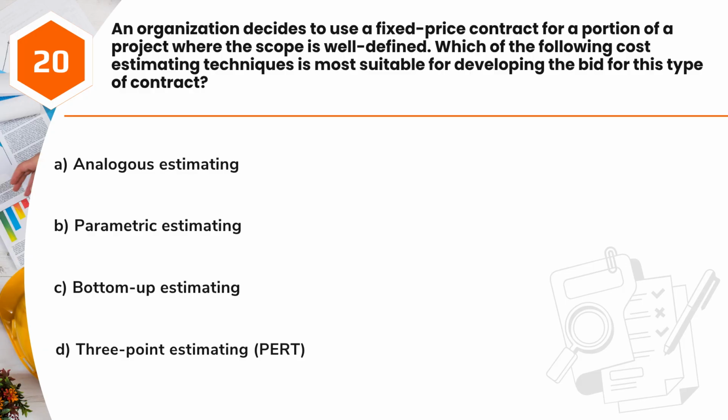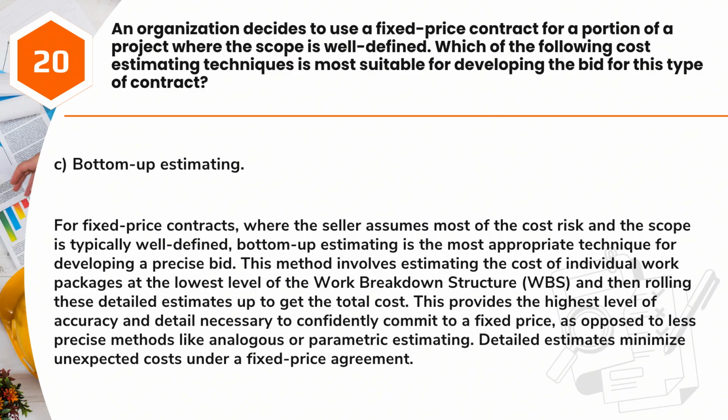Question 20. An organization decides to use a fixed-price contract for a portion of a project where the scope is well defined. Which of the following cost estimating techniques is most suitable for developing the bid for this type of contract? A. Analogous estimating. B. Parametric estimating. C. Bottom-up estimating. D. Three-point estimating, PERT. Answer: C. Bottom-up estimating.